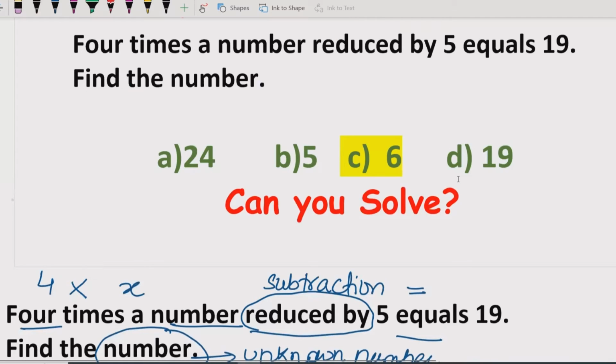So that's it for today. I hope you understand how you can solve this word problem by applying the meaning or operation of each word and get the correct result.